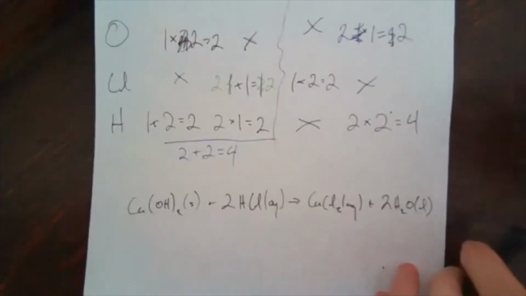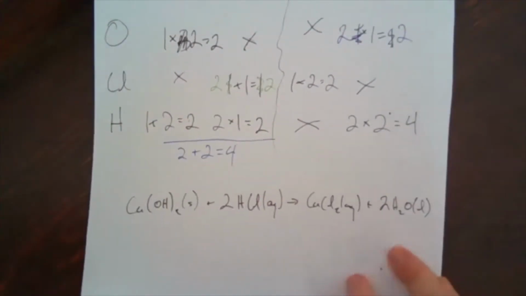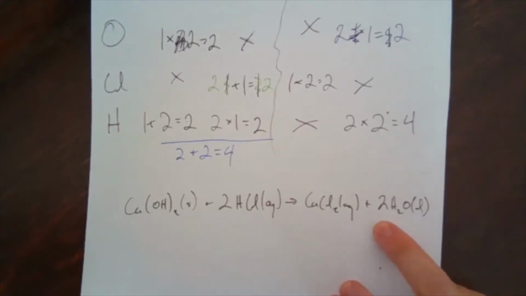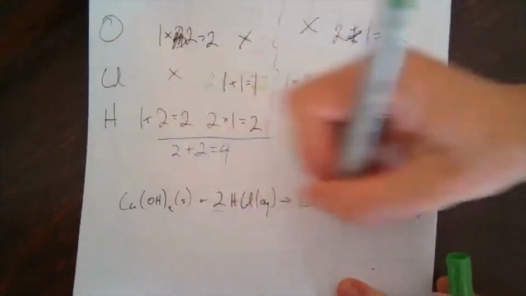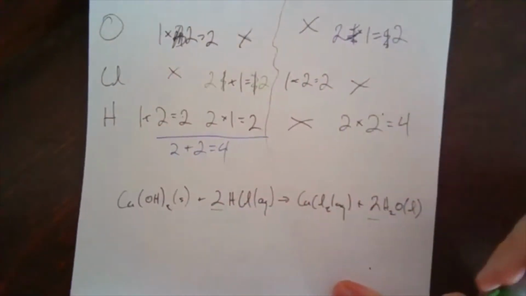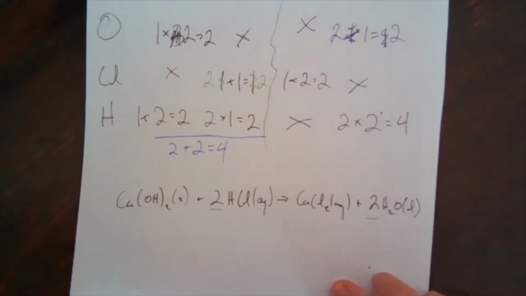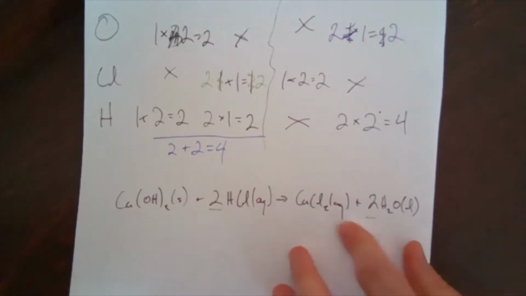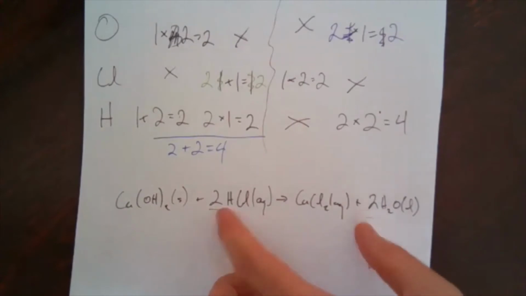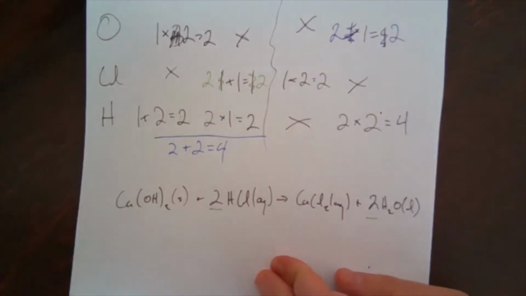And so we can see, importantly, none of my formulas change. None of my phases change. The only thing that changes are the coefficients. We change those coefficients to balance everything out. Calcium chloride and calcium hydroxide don't have coefficients. That's fine. They don't need them. Everything that does need a coefficient has gotten it. And so that is a balanced equation.